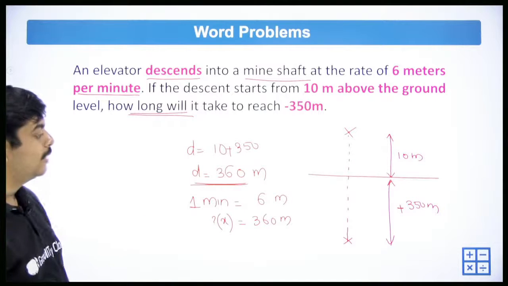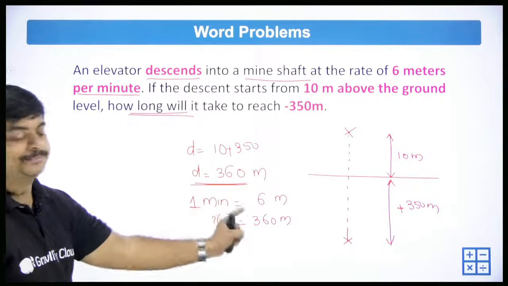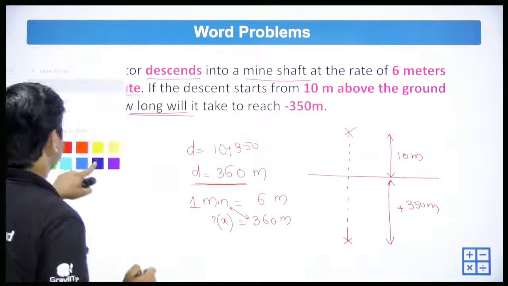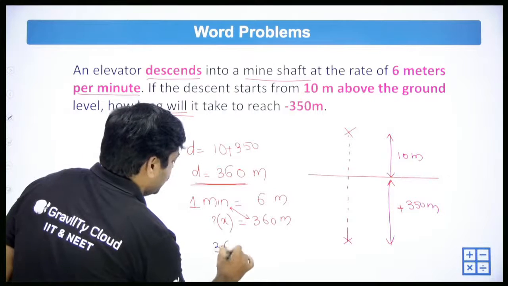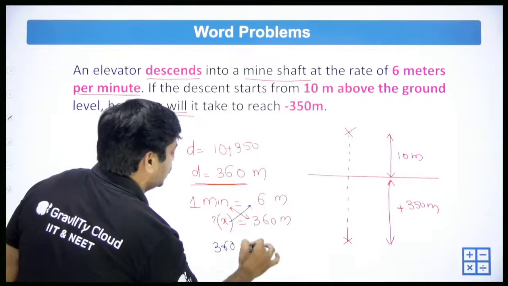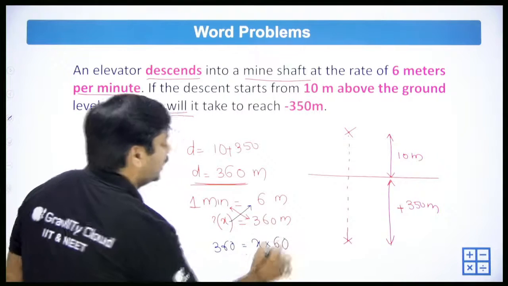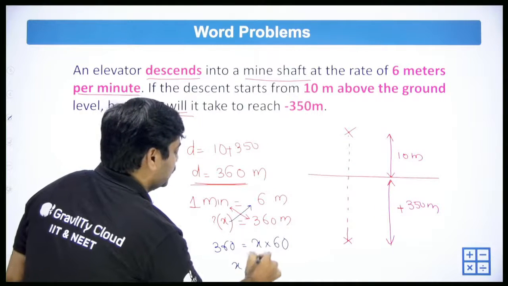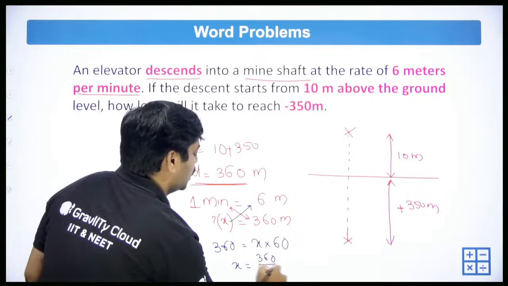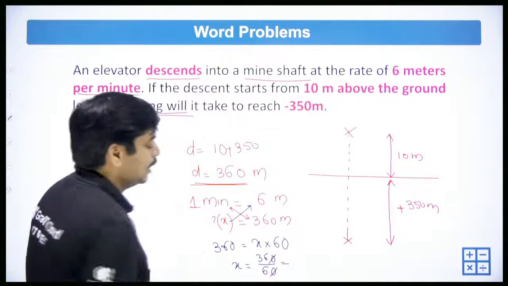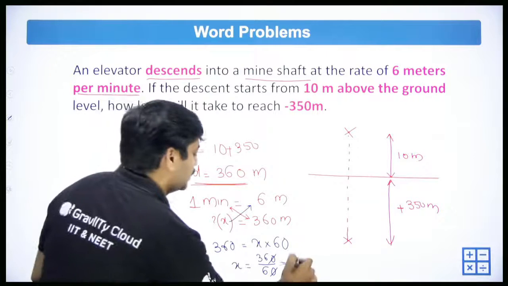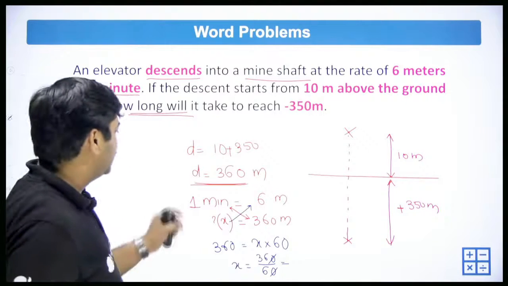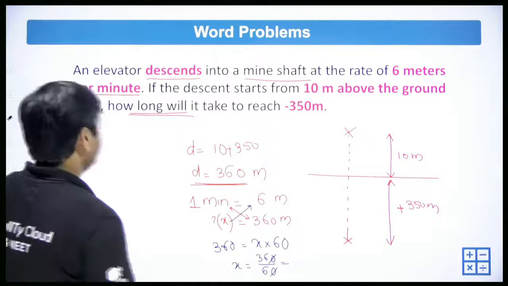So how to calculate this one? You need to cross multiply. 1 into 360, which is 360, is equal to x into 6. So how can you find x here? The value of x will be 360 divided by 6. Sorry, once again, 360 is equal to x into 6, not 60, it is 6.